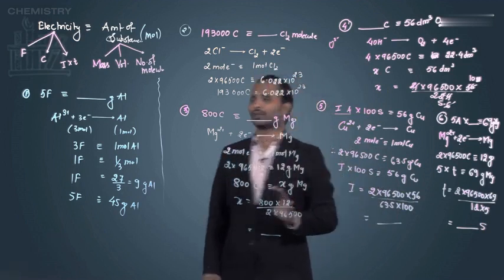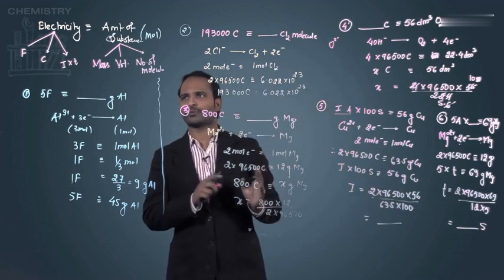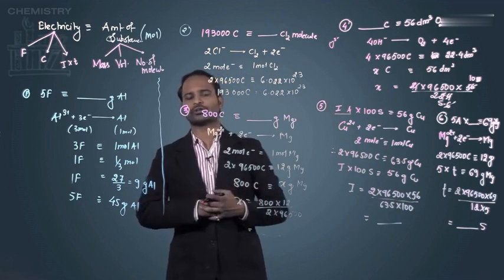So this is the way we solve the numericals based on the first law of Faraday. Now we will see how to solve the numericals based on the second law of Faraday. Faraday's second law of electrolysis states that when the same amount of electricity is passed through different electrolytic solutions, the amount of substance deposited is directly proportional to the equivalent mass. Here we are simultaneously passing electricity through two different solutions.